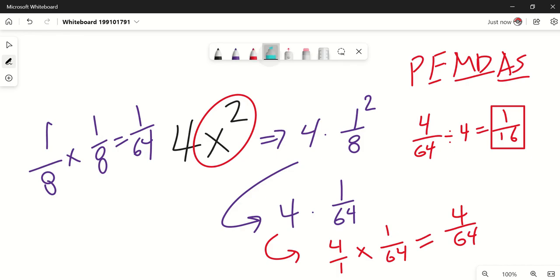So again, there were no parentheses. There were exponents, so I had to do the exponents first, which was 1/8 squared, which means 1/8 times 1/8, which is 1 over 64. Then I plug that in to multiply by 4, and it becomes 4 over 64. And we simplified it to become 1/16.